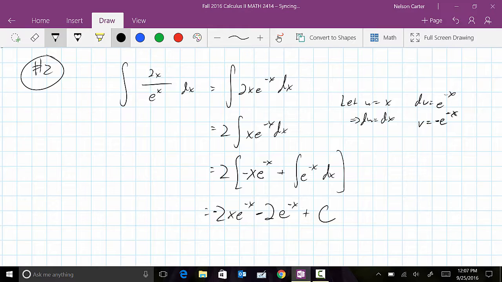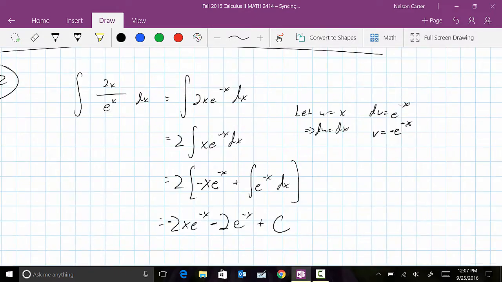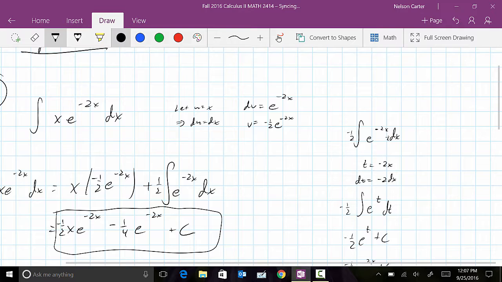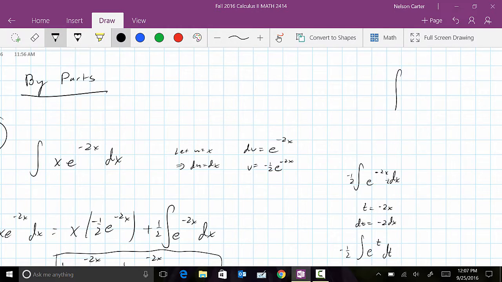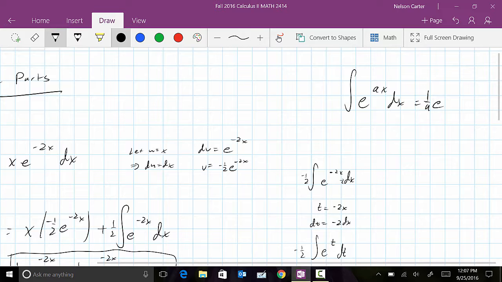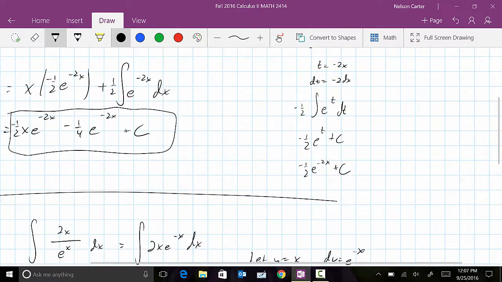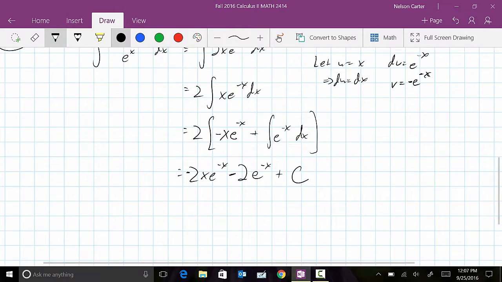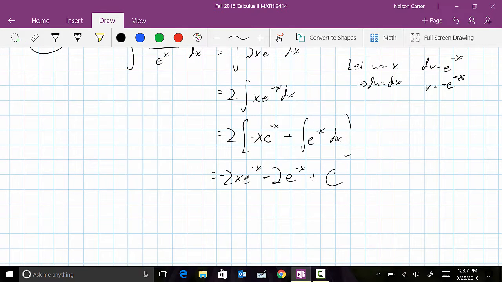Okay, how did I integrate this that quickly? I just go back to this conversation that we had over here at the very beginning of the lesson. If you memorize that the integral of e to the power ax dx is 1 over a e to the power ax plus a constant, your life's going to be a lot easier. And that's what I'm doing here. I just used that fact here. Okay.